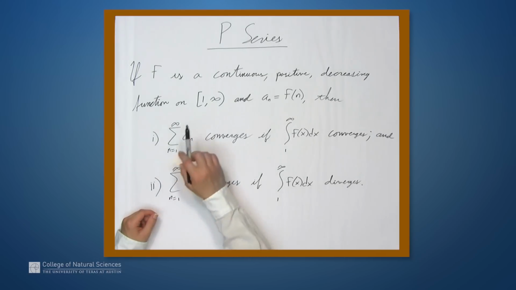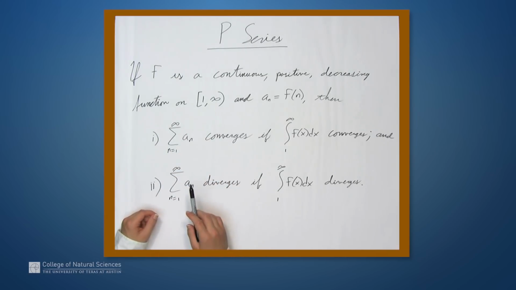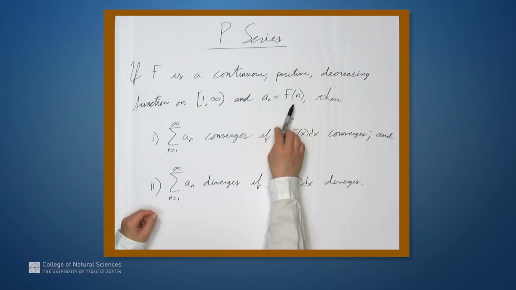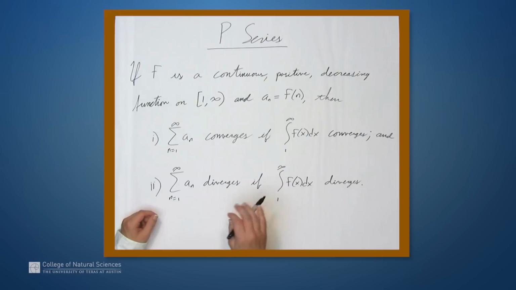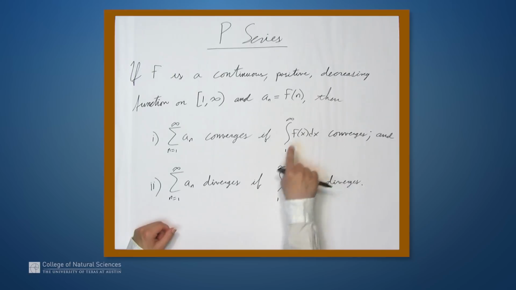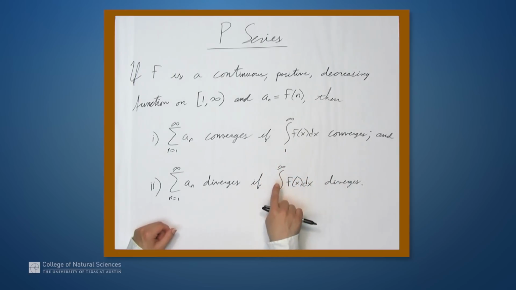So if we have a continuous, positive, decreasing function f on this interval from 1 to infinity, and we have a series whose terms are the values of f at the integers 1, 2, 3, 4, and so on, then the series, the sum from n equals 1 to infinity of a sub n, converges if this integral from 1 to infinity of f of x dx converges, and it diverges if this integral diverges.